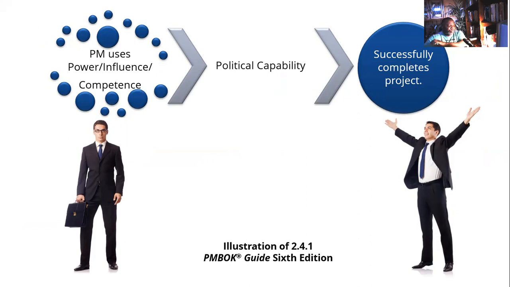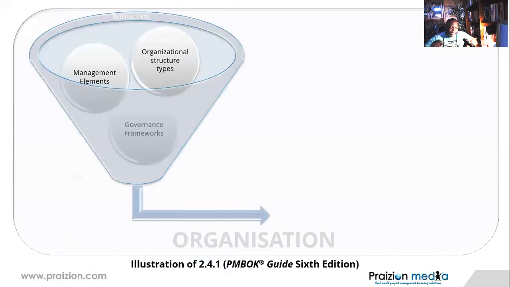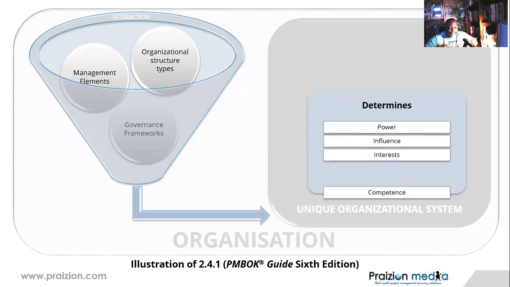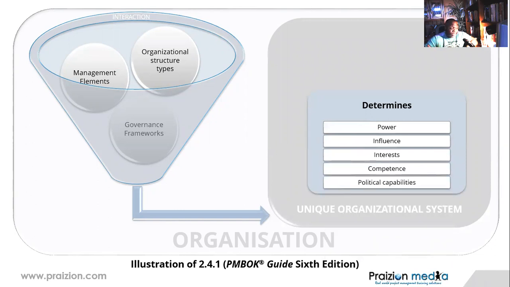So if I was going to give you a picture for the summary of this portion of chapter 2, it would be as follows. I would say your organizational structure types, the management elements in the firm, and governance frameworks. Those three things, and you can read about them more in the PMBOK guide, but those three things will affect your project. They will affect you as a project manager, your power, your influence, your interests, your competence, your political capabilities, and it will ultimately determine what is done in the organization, project management wise.